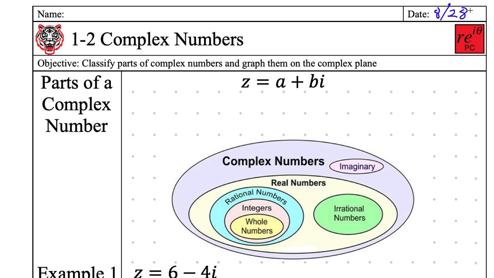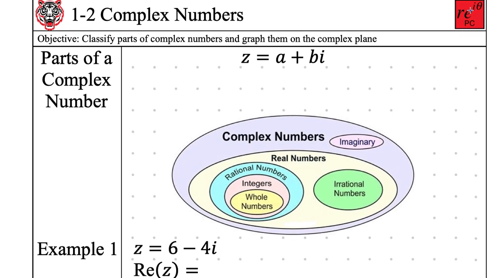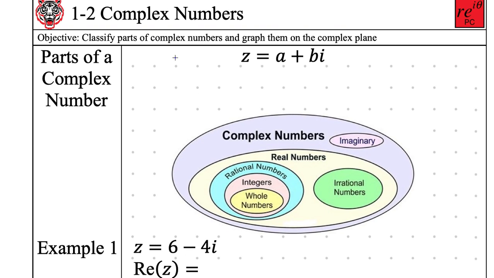Classify parts of complex numbers and graph them on the complex plane. So there's two. Classify them and graph them. All right, so here are the parts of a complex number. Everyone, go ahead and annotate.